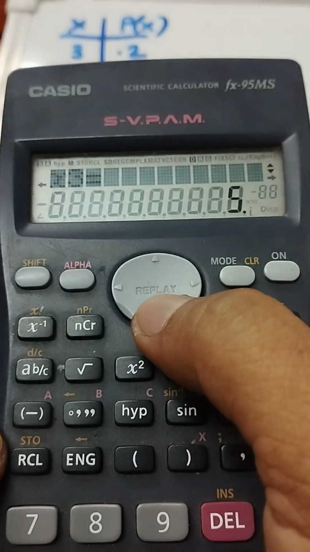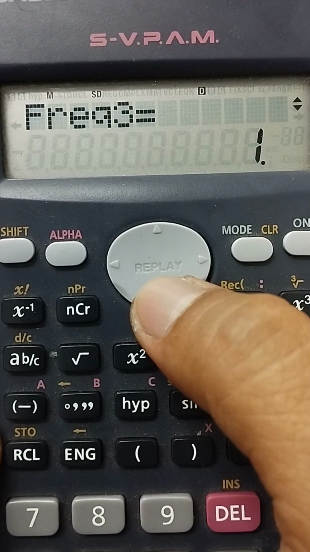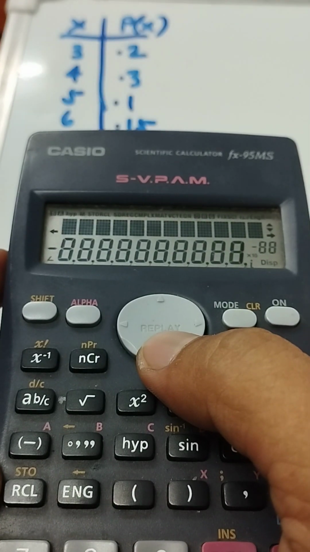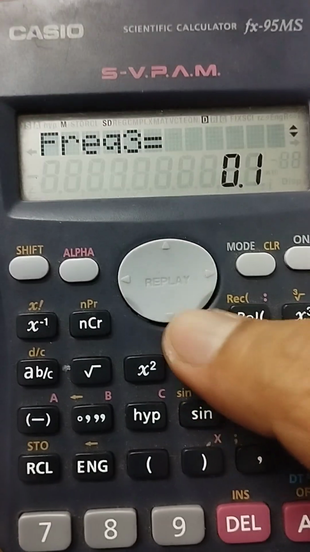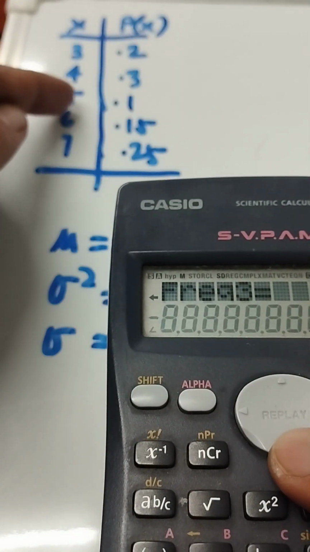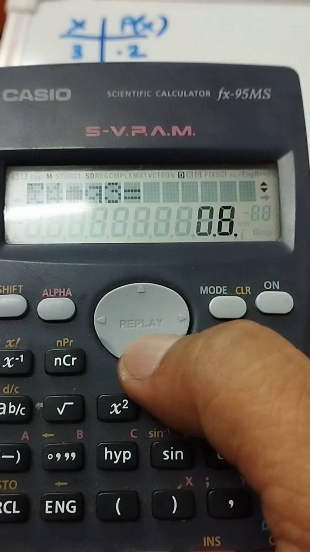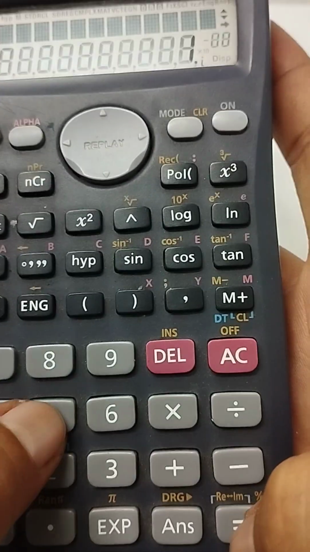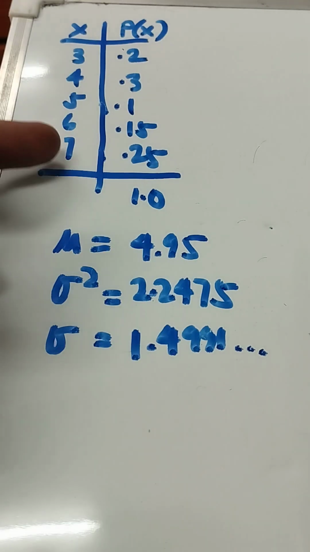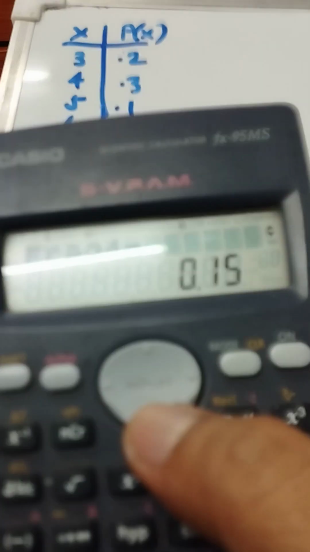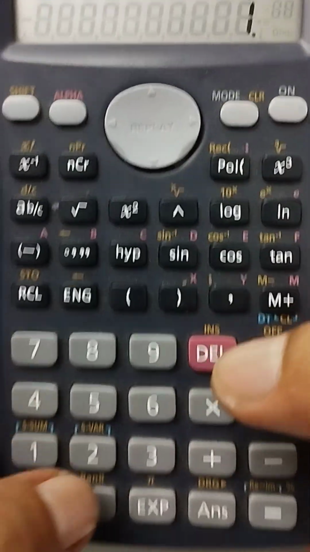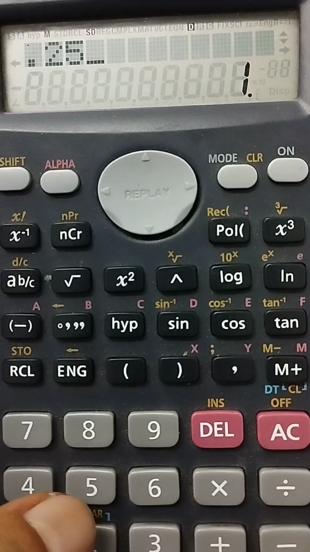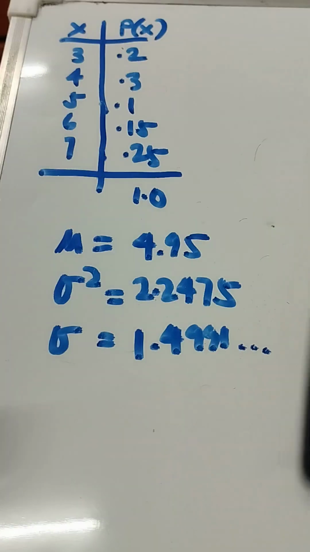Let's do the same for the third. So go to frequency 3. We're supposed to have a 0.1 there. So press 0.1 and the equal sign. Then frequency 4, the fourth entry is going to have a frequency of 0.15. So we'll change that to 0.15. And then the last entry, 7, has a frequency of 0.25. So frequency 0.25 now. Okay, there you go.